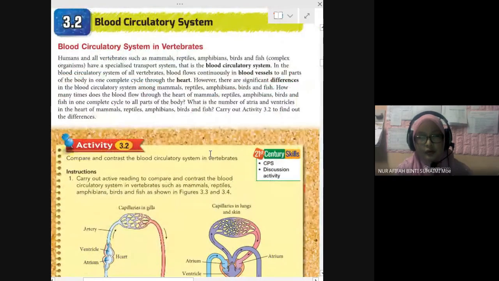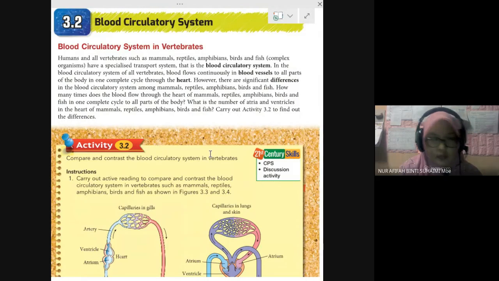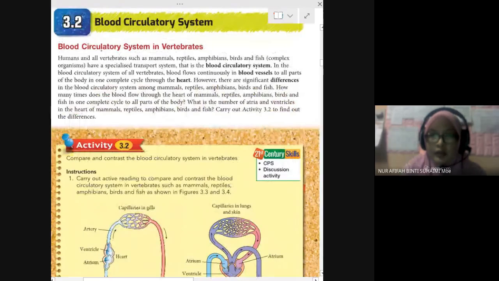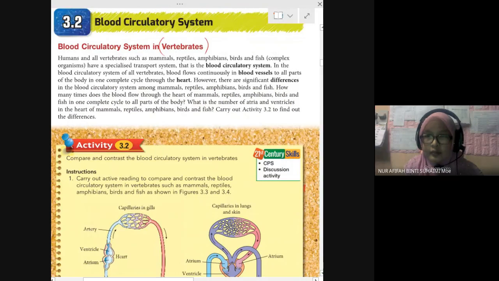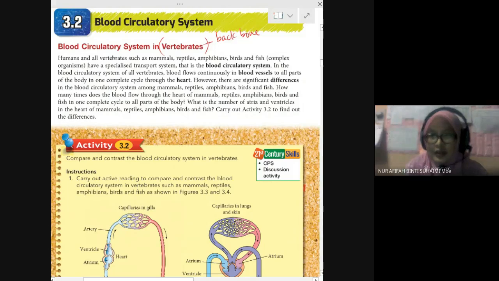Okay, now we go to 3.2, blood circulatory system in human and animal. Human and all vertebrate. What is meant by vertebrate? So you have learned this. They have backbone. Yes, good. Still remember. Animal that have backbone. Ada tulang belakang.